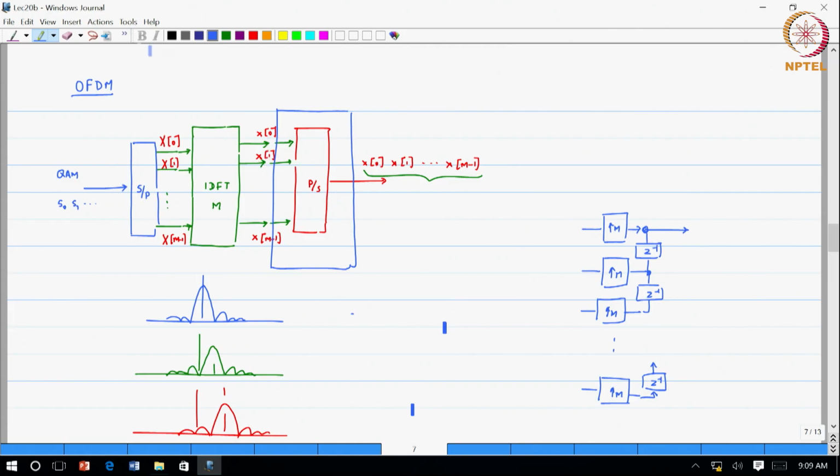Okay. Now the parallel to serial conversion is something that can be represented in terms of upsampling by a factor of M followed by a delay chain. This will basically reorder. If the vector came in as x0, x1 to xM minus 1, this would basically make it into a serial vector and present it to us. So this portion of the figure is clear.